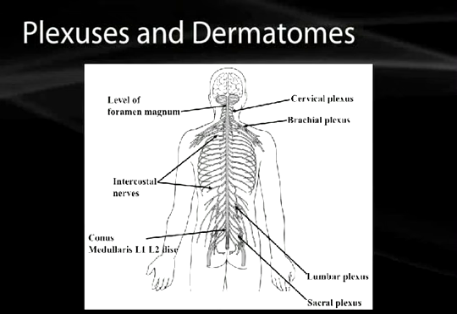There's a cervical plexus, C1 to C4. There's a brachial plexus, C5 to T1. There's a lumbar plexus, which is going to be including T12 all the way to L4. And then there's the sacral plexus, which is part of L4, all of L5, which makes up the lumbosacral trunk, and down all the way to S4.